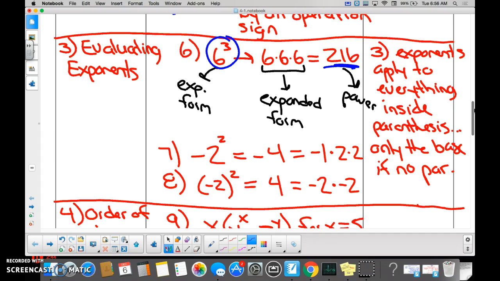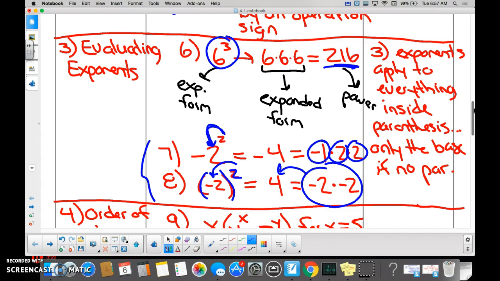Remember what we talked about with negatives, 7 and 8, very important here. If you have negative 2 to the power of 2, you are only attaching that exponent to the 2, not to the negative. So you're going to square 2 and keep that negative attached. If you have a parentheses with an exponent, then you are going to square everything inside the parentheses, including the negative. So in this situation, it would be negative 2 times negative 2, which is equal to 4. In this situation right here, as we talked about in class, it is 2 times 2, which is 4, and then you attach the negative on. And the negative can actually technically be called a negative 1.